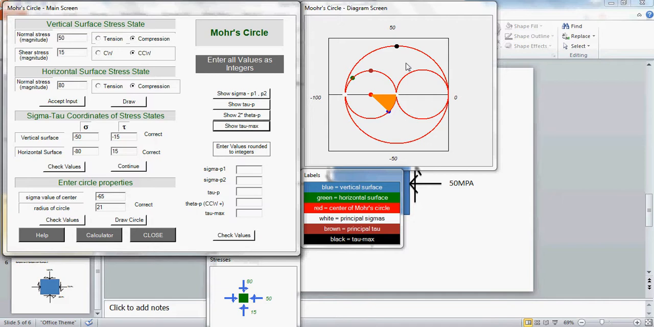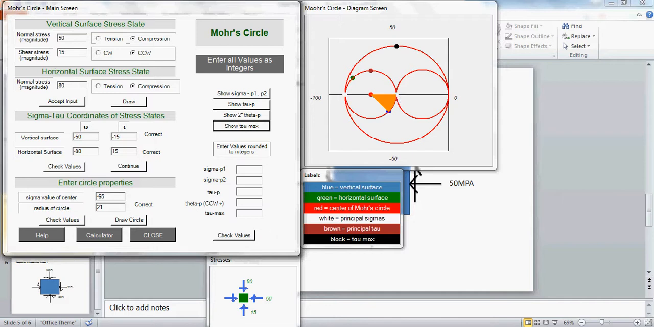Now notice when everything is compression, the maximum value total is going to be 0. Beyond that, it would get into tension. Here you have your P1, your P2, your sigma values. You have your principal shear, the maximum shear. Here's your vertical point, and the center is right there.